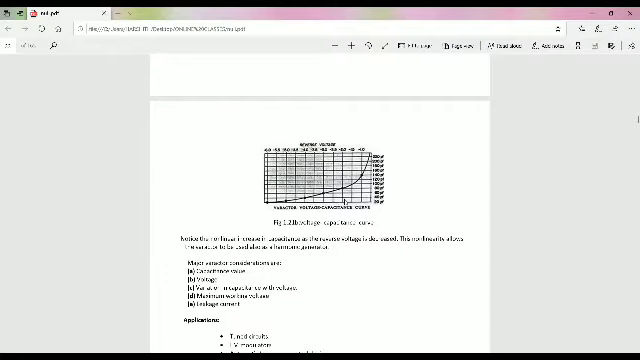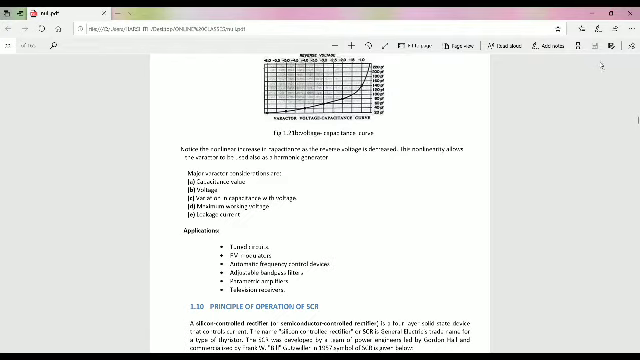Major varactor considerations are capacitance value, voltage, variation in capacitance with voltage, maximum working voltage, and leakage current. The various applications of varactor diodes are tuned circuits, FM modulators, automatic frequency control devices, adjustable band pass filters, parametric amplifiers, and television receivers. These are all the applications.